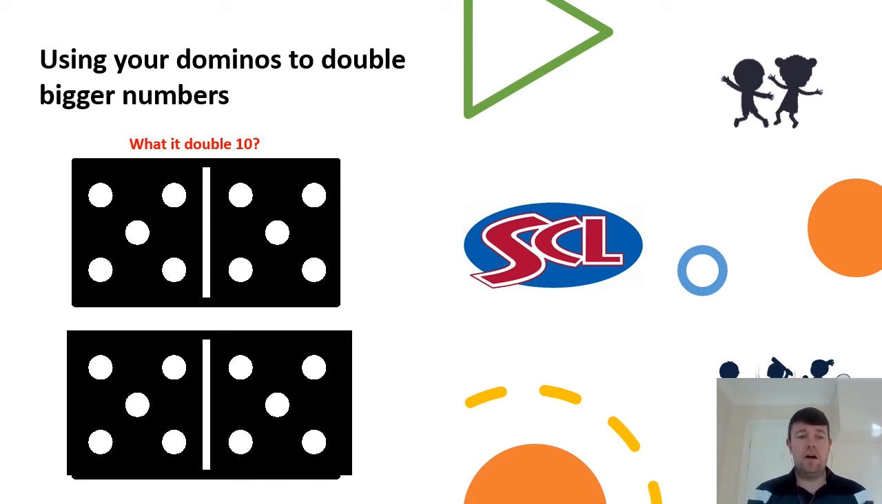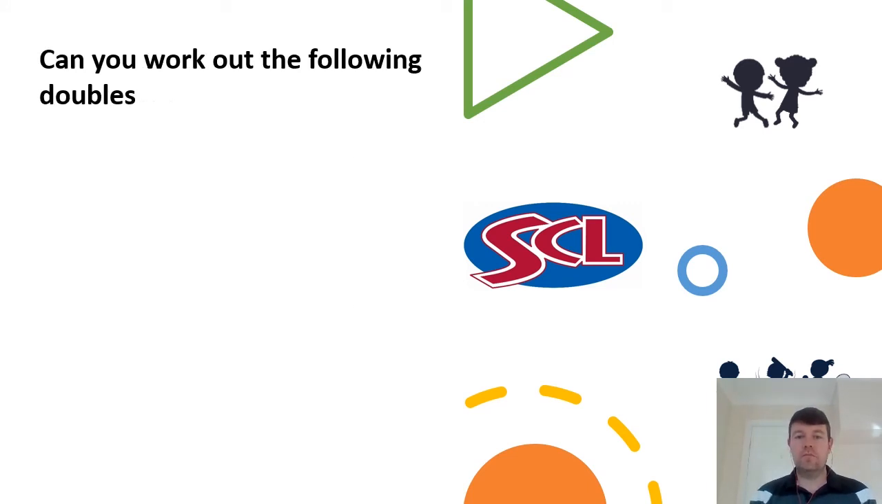So we have 5, 6, 7, 8, 9, 10, 11, 12, 13, 14, 15, 16, 17, 18, 19, 20. So double 10 is 20. So you can see how we can use something as simple as dominoes to help us understand how we double our numbers. And the more we do it, the easier it becomes.